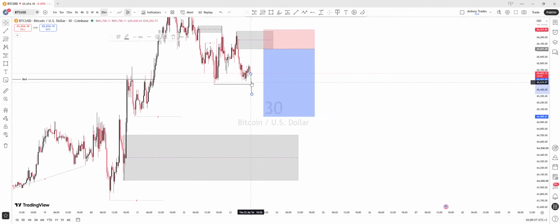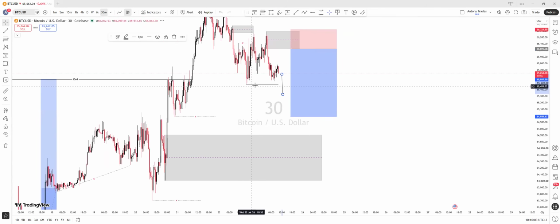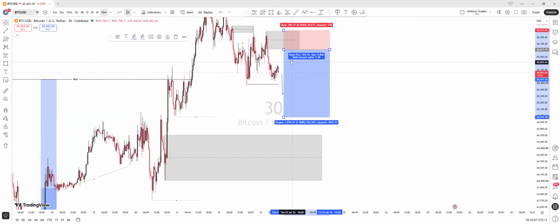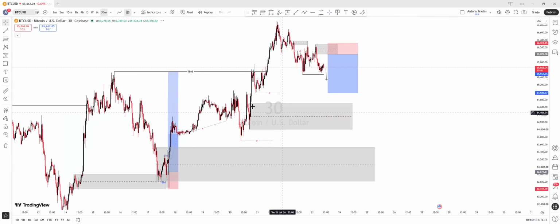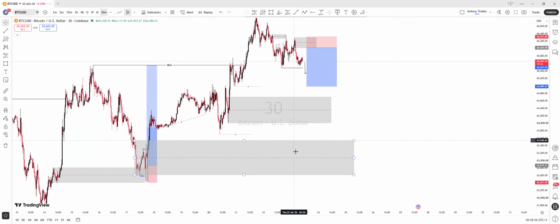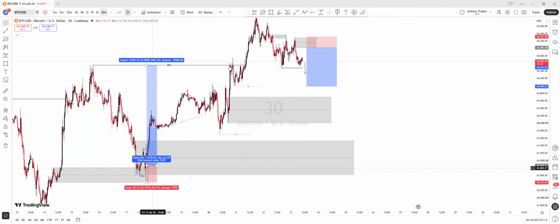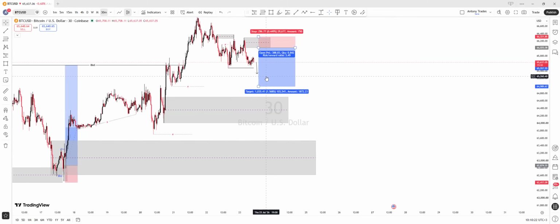Remember, this setup is valid if the market breaks this low. Until we break this low, don't take that sell. And also don't forget that this is a counter trend, and counter trends are always very risky. The high probability trade will be from either this demand zone or this demand zone, because these are the ones that align with the higher time frame trend of the market.